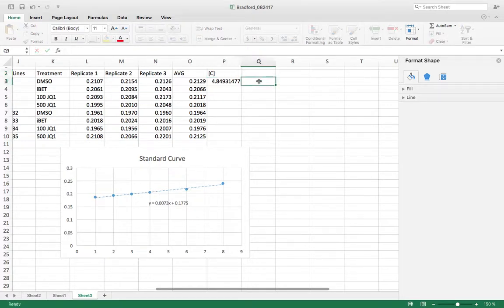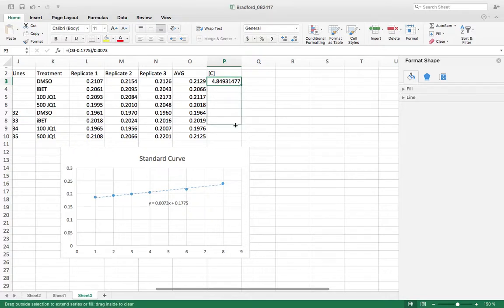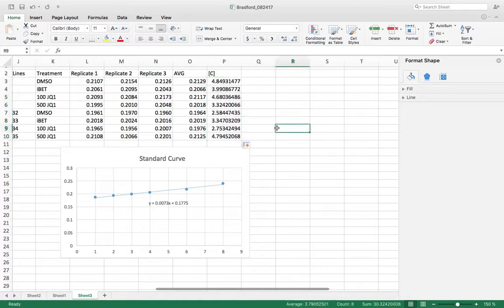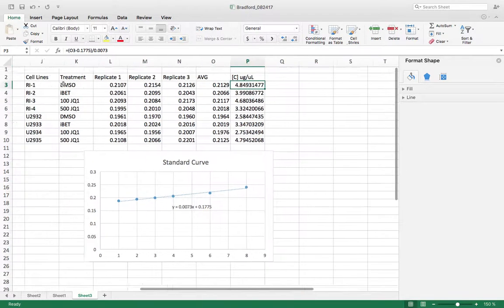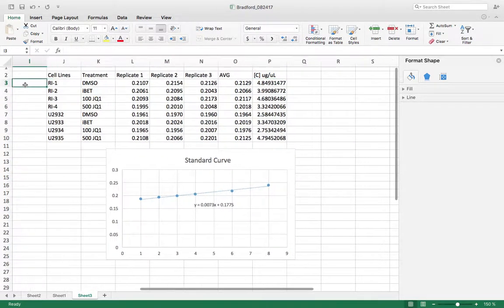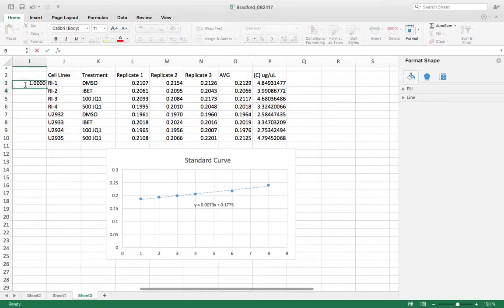This is shorthand for concentration, that little c in brackets. And using the same equation, it'll take our absorbance, our average absorbance, and basically spit out a concentration. So this concentration is in micrograms per microliter. So that's how much protein is in each of these little treatments. So this is cell line 1, 2, 3. You get the idea. So we have 8 different cell lines that we've now calculated.